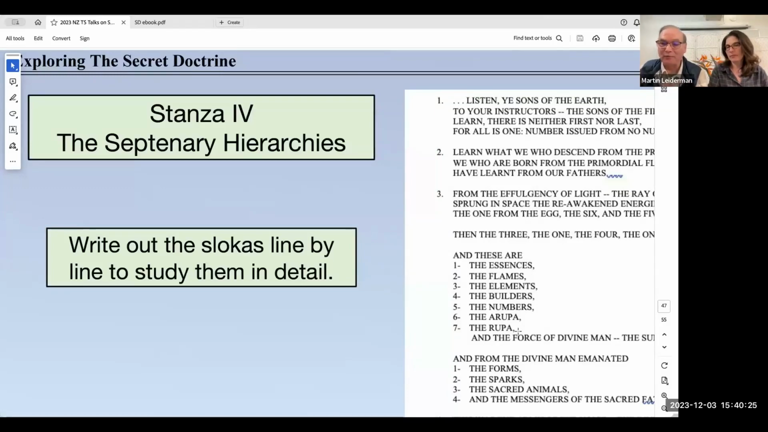Arupa means without form. And these 7 are the force of the divine man, the sum total, which in Kabbalah is called Adam Kadmon. And here is the analogy of the universe and the human being. These 7 are now, in Anthropogenesis, described in Sloka 17, the divine beings now related to our 7 principles. You see how that works?